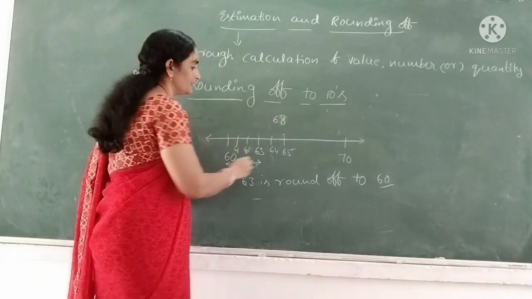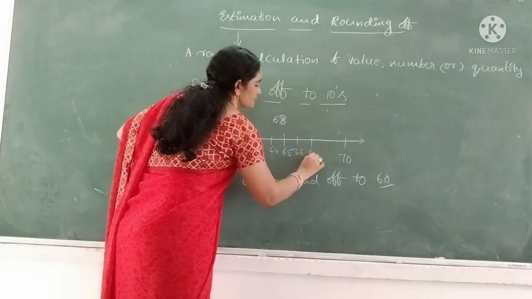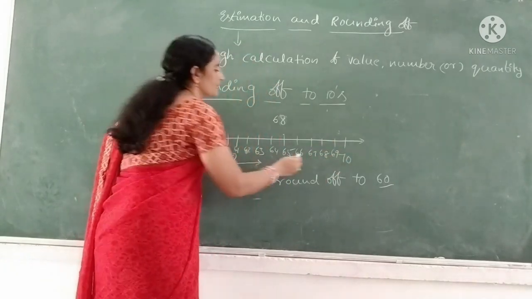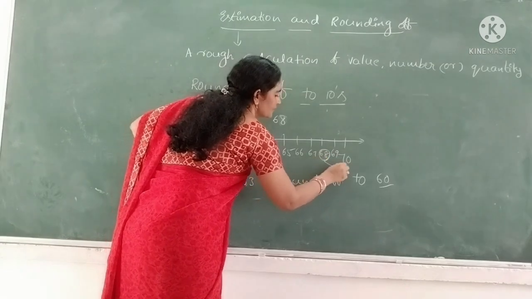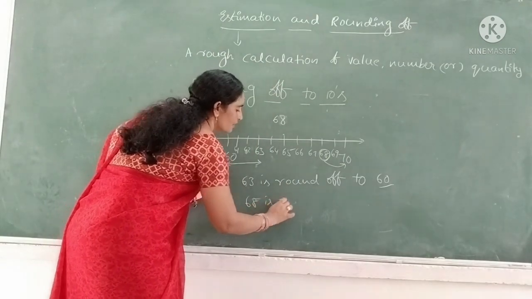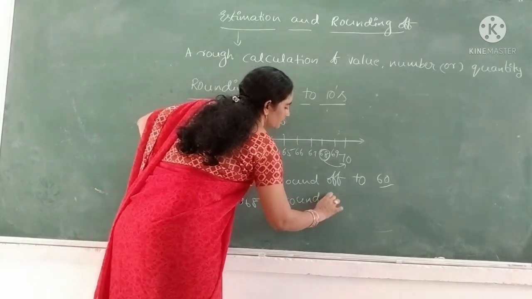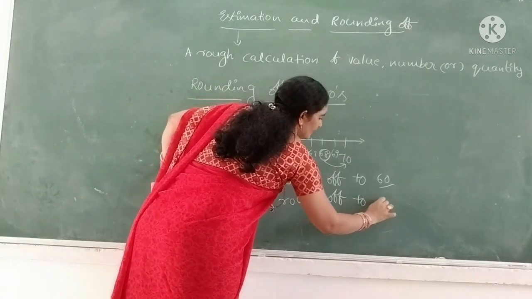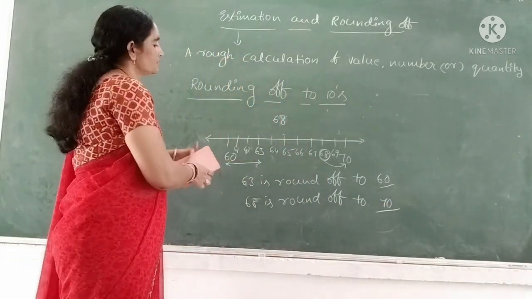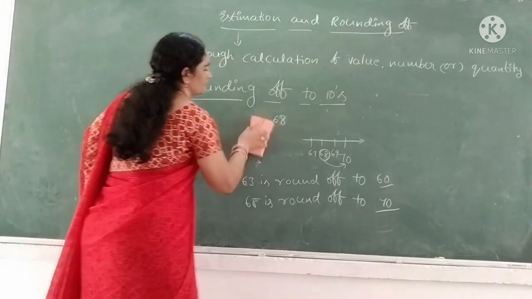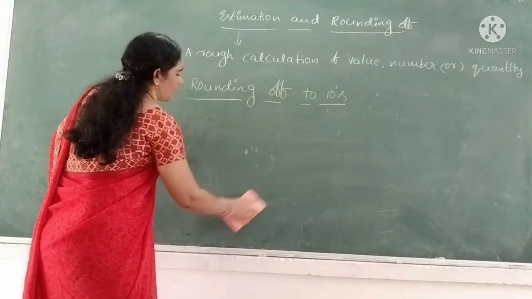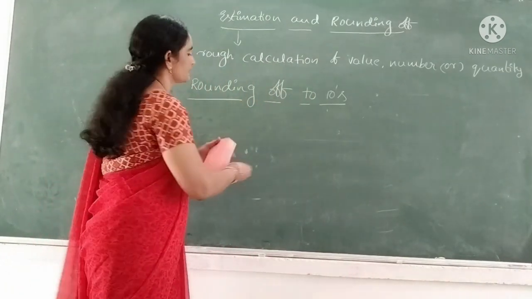In this way we take 68. Then 66, 67, 68, 69. Here 68 is nearest to 70. So 68 is rounded off to the nearest tens, which is 70. So in this case we learn how to round off to tens.